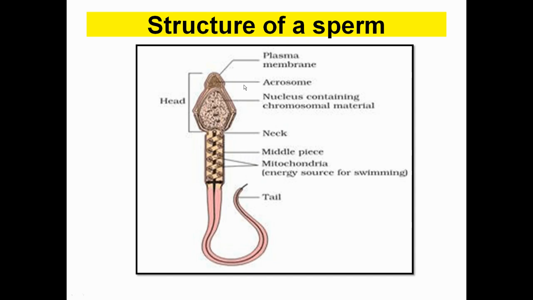Why are these enzymes present at the tip? Because they are going to hydrolyze the wall or the structure outside the ovum to have deep penetration inside the egg or ovum. And this region of the head has the nucleus containing all of the chromosomal material necessary for the fertilization event. And the neck region is very very important, having the centriole.